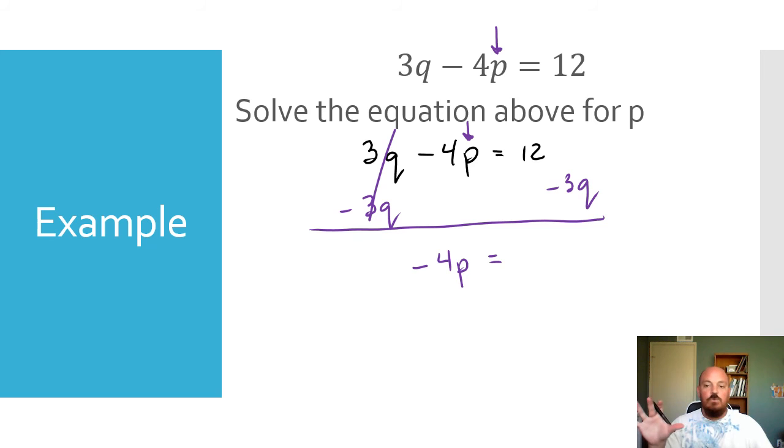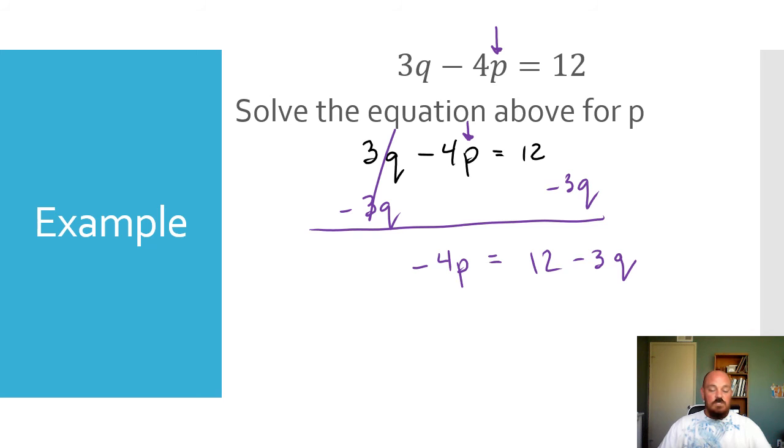Now that does not equal 9q. Those are not like terms. You can't combine them. 12 is just a number. I can add a number to it or subtract a number from it, but I can't add a variable to it. Same thing with the 3q. It has to be like terms. If I have another q, I can add to it. But 12 minus 3q, just leave it as 12 minus 3q.